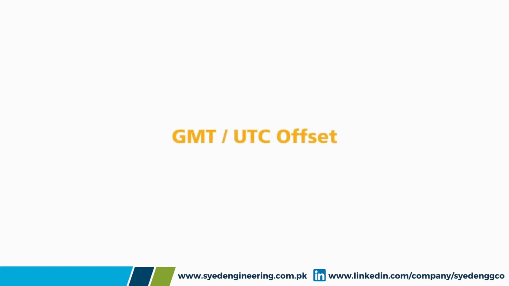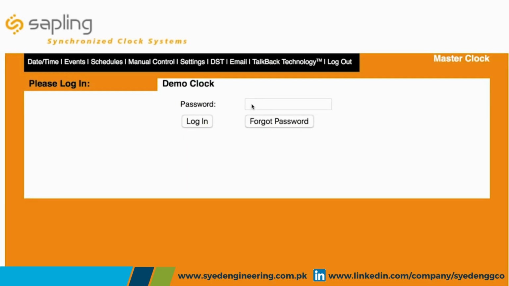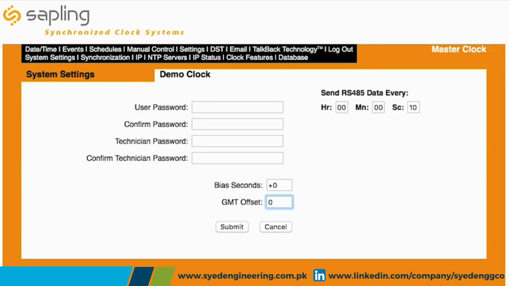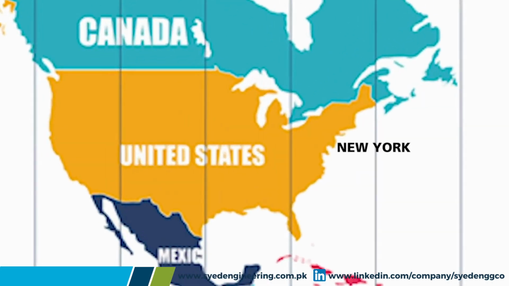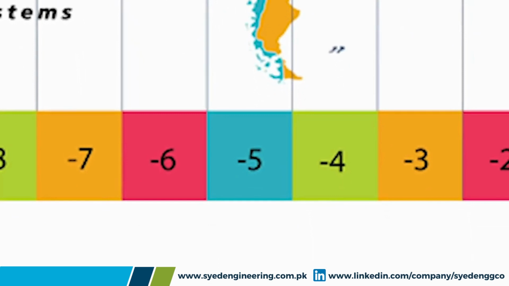GMT or UTC offset. After logging in using the password provided in the manual, begin by setting the GMT or UTC offset for your local time zone under the System Settings tab. For example, New York City is -5 hours GMT.